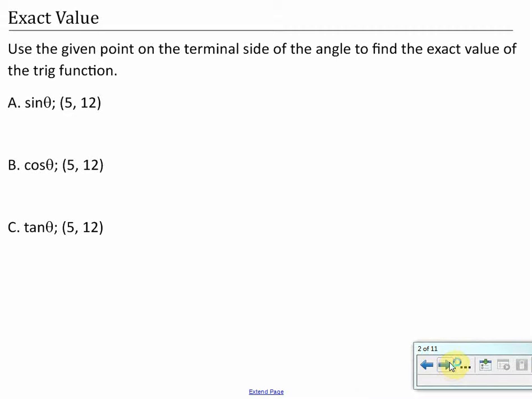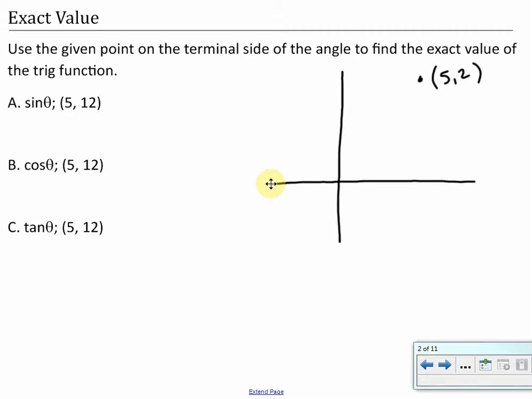Here's an example of finding exact value. Use the given point on the terminal side of the angle to find the exact value of the trig function. So in this example, we are given the point (5, 12). That is a point that lies on the terminal side of an angle. So the first thing I'm going to do is draw that, or at least sketch it. Here's my coordinate plane. (5, 12) would be 5 to the right and 12 up. So we'll say that's somewhere over here.